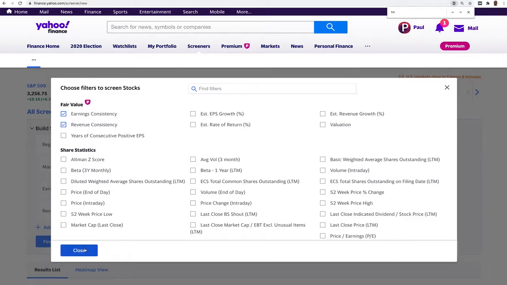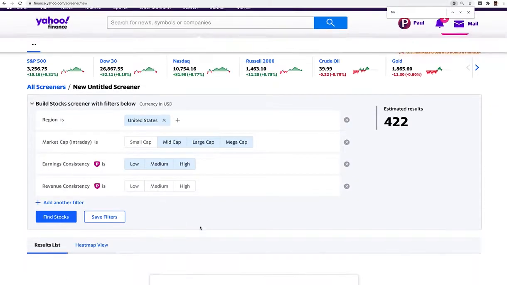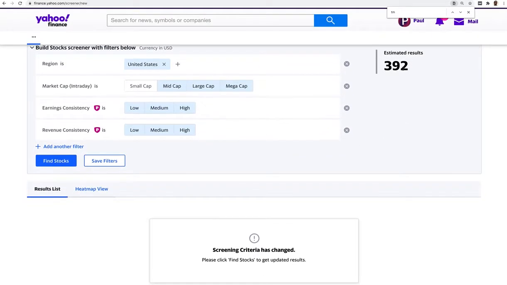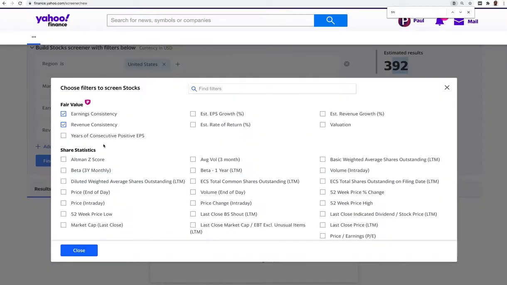We also want to look at the revenue. Sometimes the earnings may be affected, like if a company is going to make an acquisition, that could affect the net income. So we also want to look at the revenue consistency. So we're going to select all of these. Now it's lowered even more, 392.